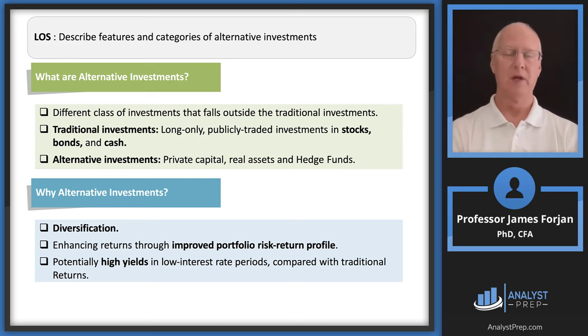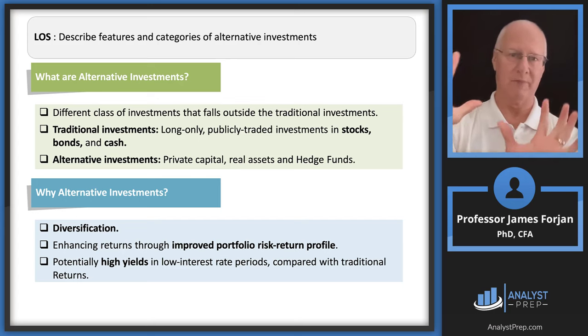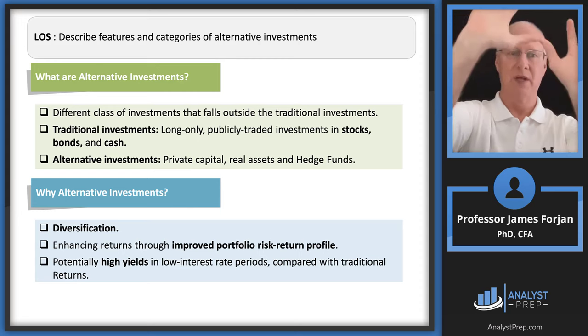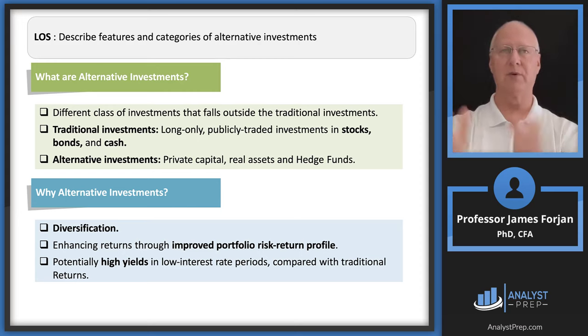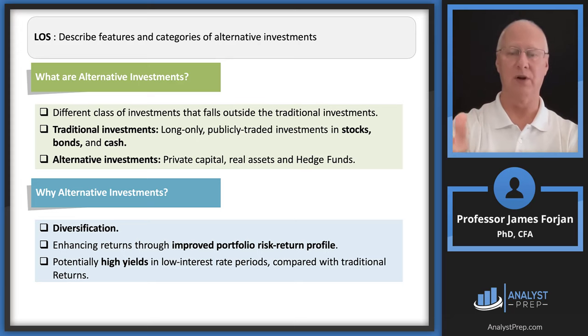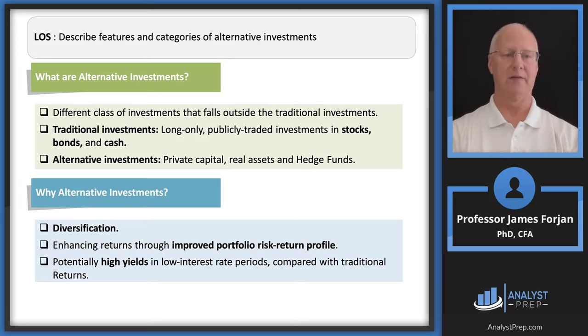That little curve. What we're trying to do is take our hands and push up towards that left top corner. We want less risk, right? Diversification. We want to get more expected return. And so that's that second box point there: improve portfolio risk-return profile.